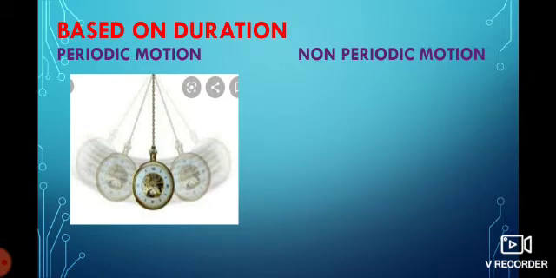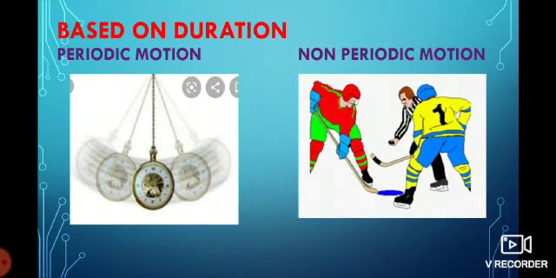And non-periodic motion, where the motion is not in uniform intervals of time. For example, while playing hockey, the motion of the ball is not in the same direction. So this is an example for non-periodic motion.